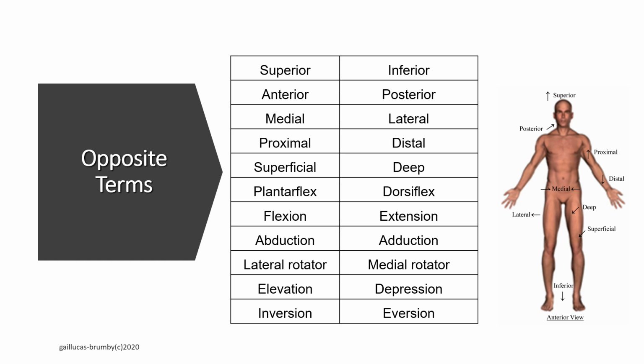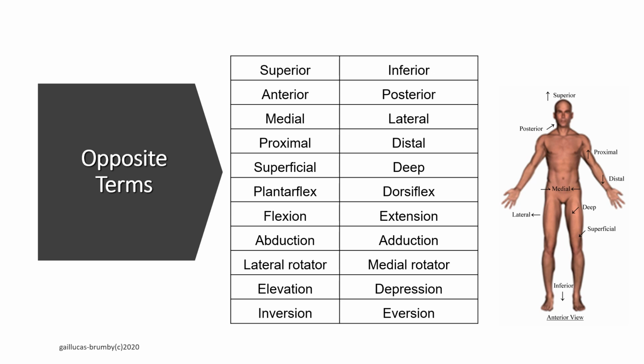Plantarflexion refers to the term of planting your foot onto the floor. So you might point your toe, plant your foot down to the floor. Dorsiflexion would be that you're flexing your ankle and you're pointing your toe up to the ceiling. So plantarflexion and dorsiflexion are the opposite.